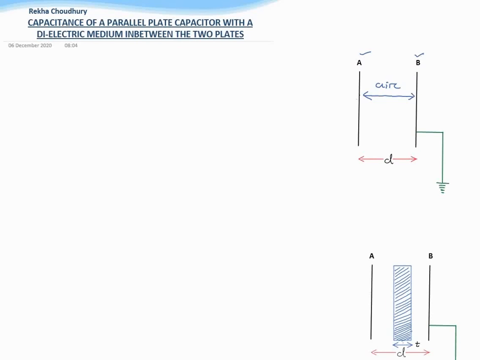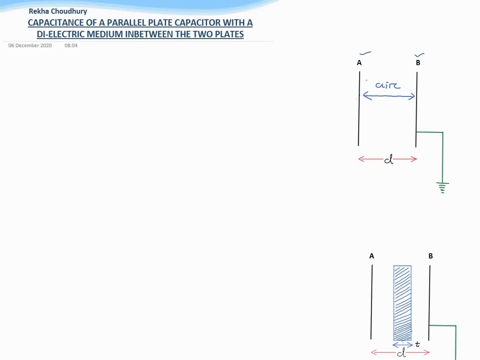And any induced positive charge on the plate B is moved to the earth due to the earthing. See, the outer side of the plate B is earthed. So, any positive charge induced in the plate B is moving to the earth.